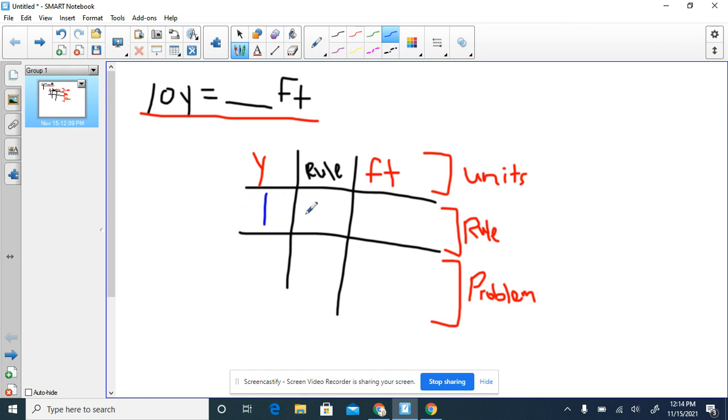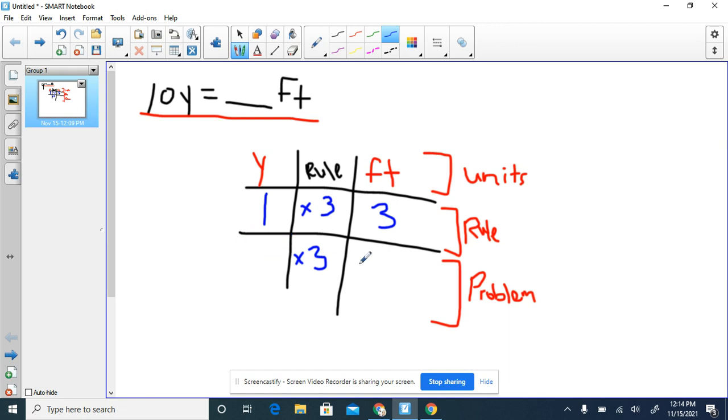So if we have 1 yard, there are 3 feet in 1 yard. You can use your reference sheet for this, or you can Google the conversion rate. Well, how do you get from 1 to 3? You're going to multiply. We're getting bigger, so we're going to multiply. 1 times what gives you 3? Well, 1 times 3 gives us 3. So our rule is times 3.